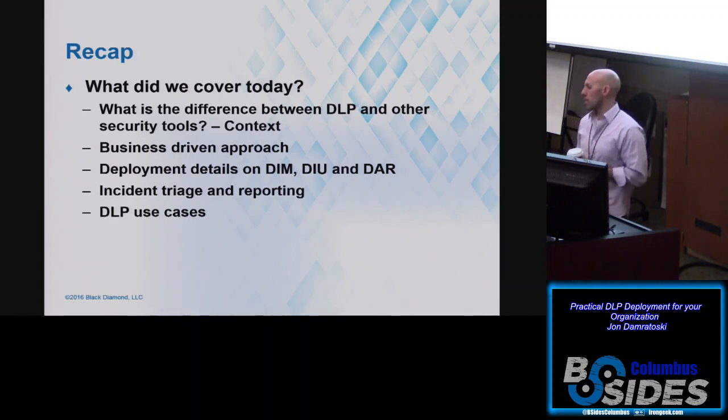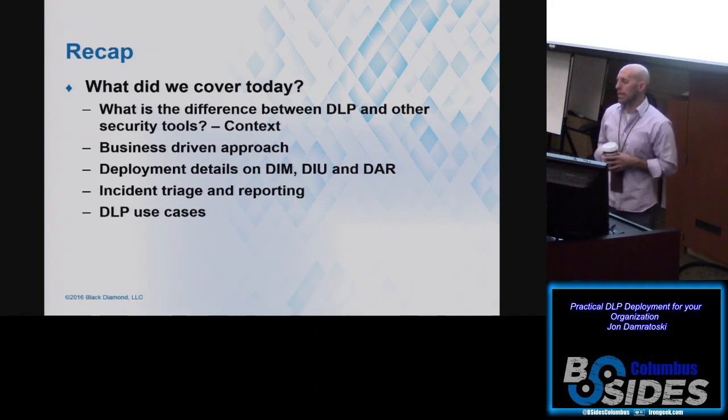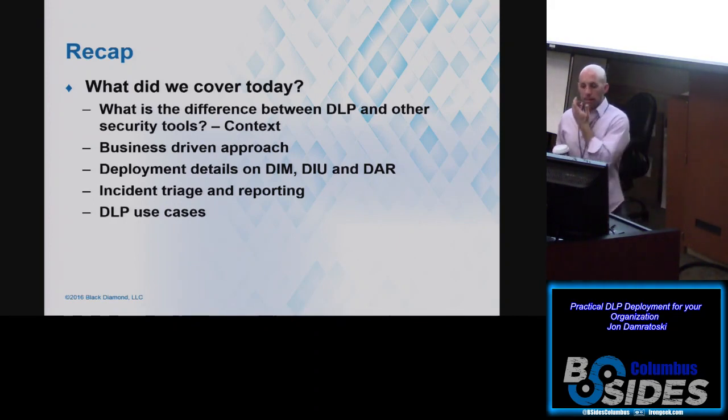We talked a little bit about the three main vectors: endpoint, network, and data at rest. Again, at the end of the day, if we can't extract value, we can't report, we can't talk about what we're finding and how we're making the world a better place, we can't sell ourselves, and it's hard to do anything in the security world.